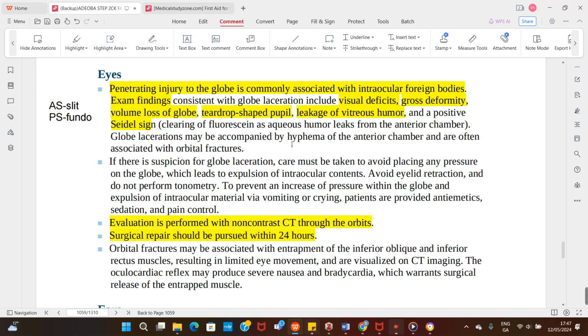Sometimes you might also see hyphema of the anterior chamber, which is blood collecting within the anterior chamber of the eye, and it is highly associated with orbital fractures. So what I'm saying here is that any of these cardinal signs: reduction in visual acuity, relative afferent pupillary defect, protrusion of the globe content or reduction in the globe volume, teardrop pupil, positive Seidel sign. You put your fluorescein dye, it's leaking, it's washed out with aqueous humor, open globe injury. Stop your examination at that point.